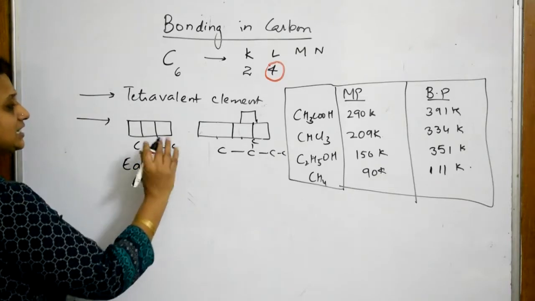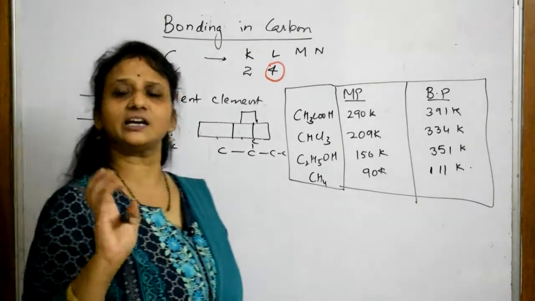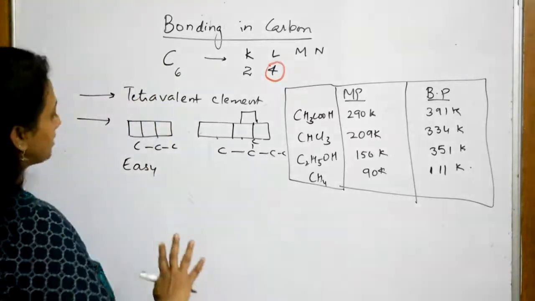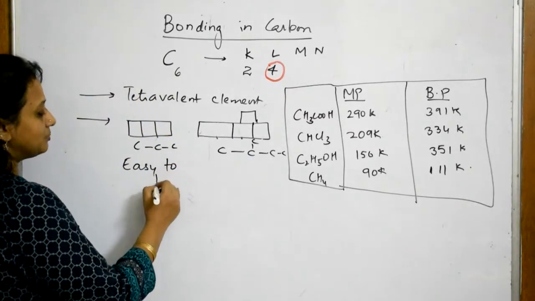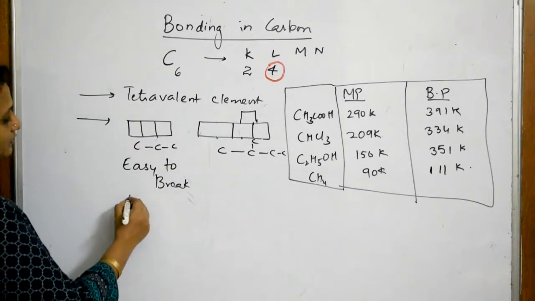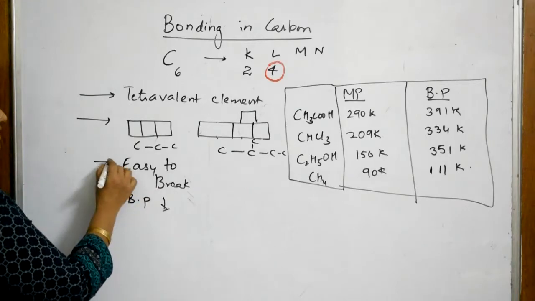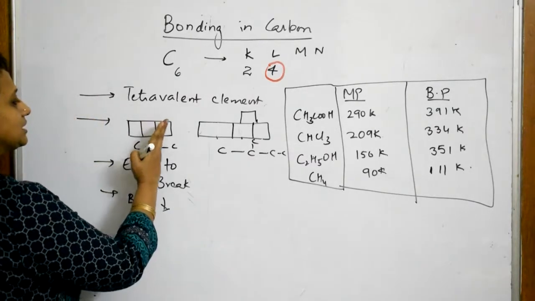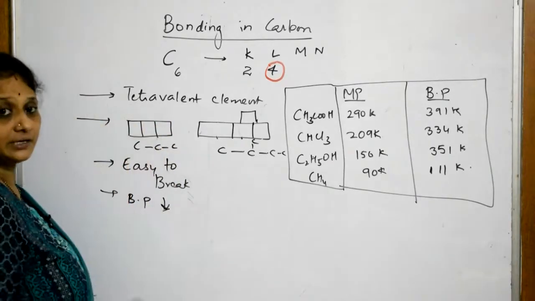Now this, for me, is very easy. I can easily do the melting, or easily I can boil it, because one after the other I need to slice it and break and boil it. So it's easy to break. So the boiling point will be less, because I can easily break it with a lower boiling point only. I can break the bond here, here, here and boil it.